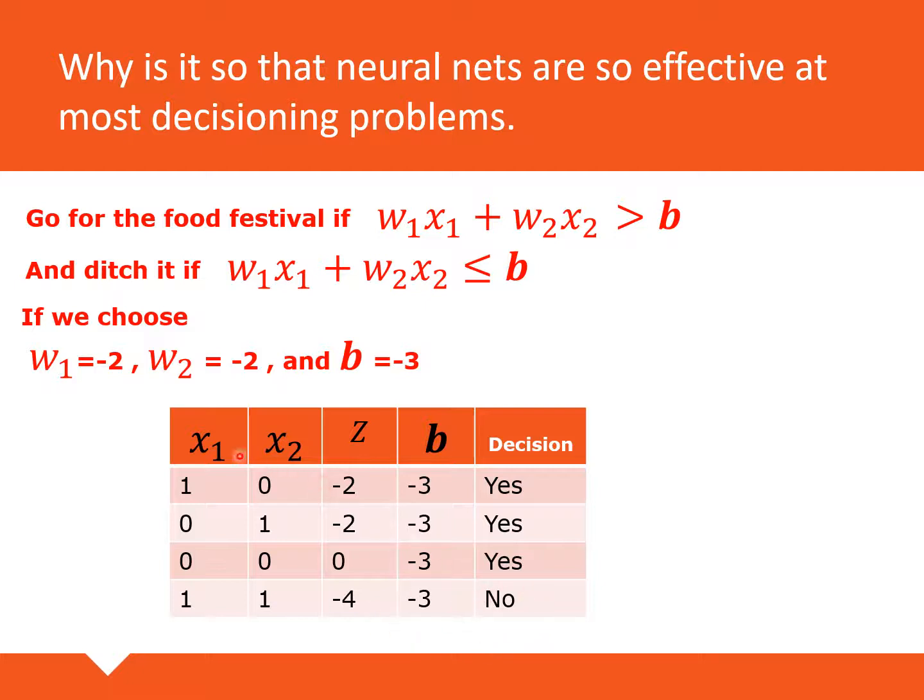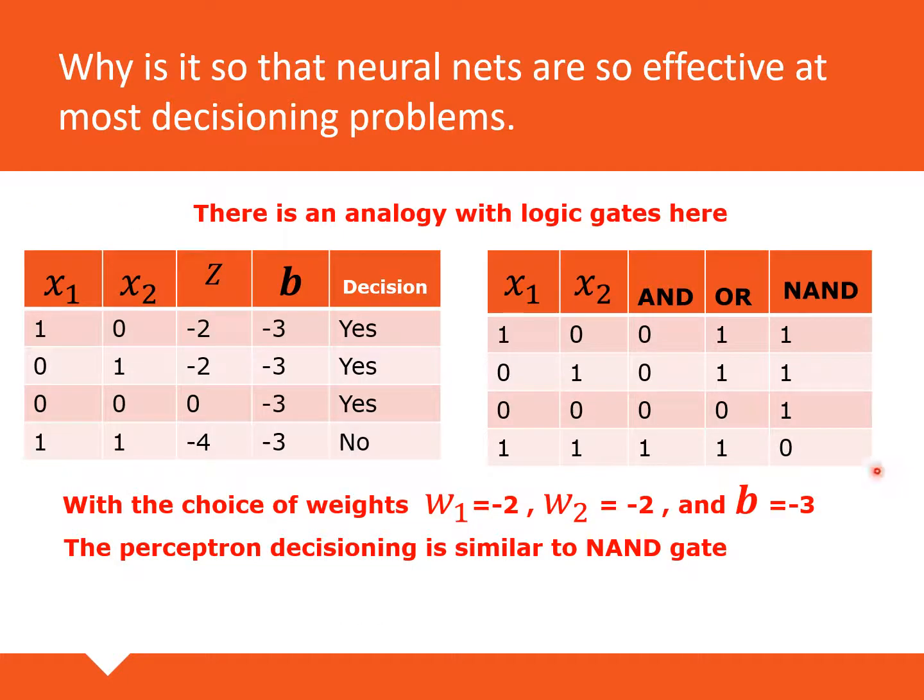So essentially what is happening is, with this particular choice of weights, the decision is always yes, except for the case when both the factors x1 and x2 are positive. That is what it turns out to be for this particular choice of weights. Obviously, by tweaking the weights, this scenario will change. Now, let us hold on to this outcome for the time being and see what kind of analogy with logic gates it leads to.